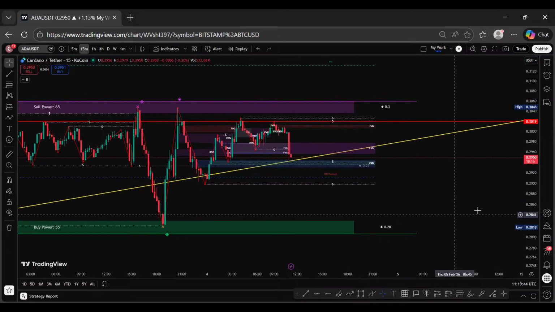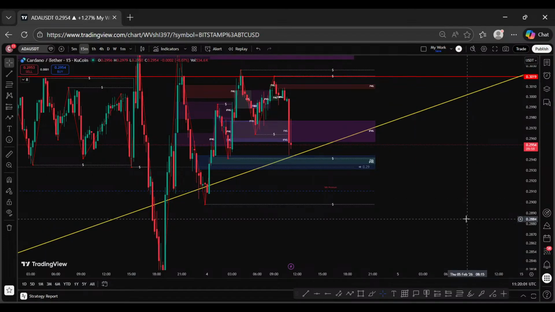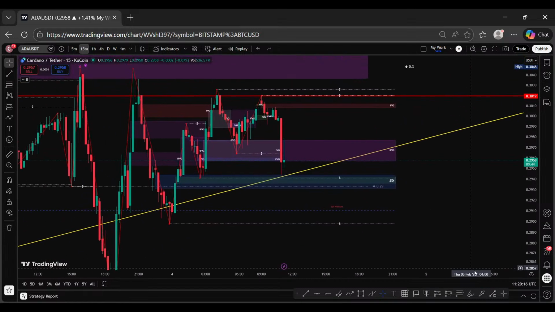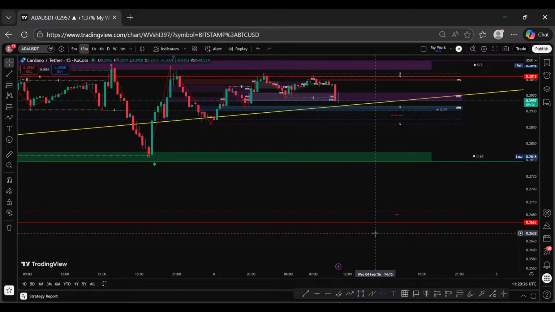Okay, so right now for ADAUSDT, ADA is also showing a nice structure, with price over here at 0.2956. The BOS, break of structure, is here, marked. Support and resistance are clearly defined and marked.